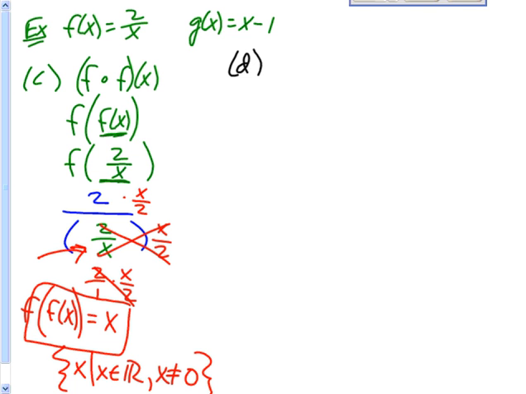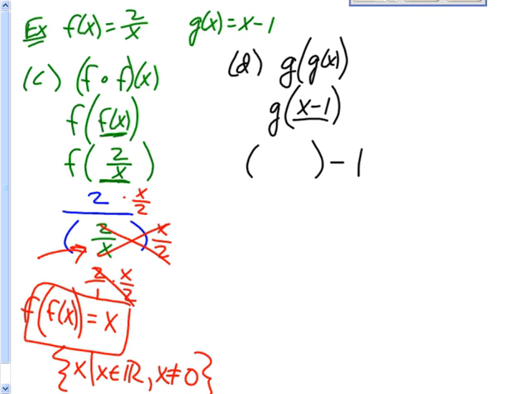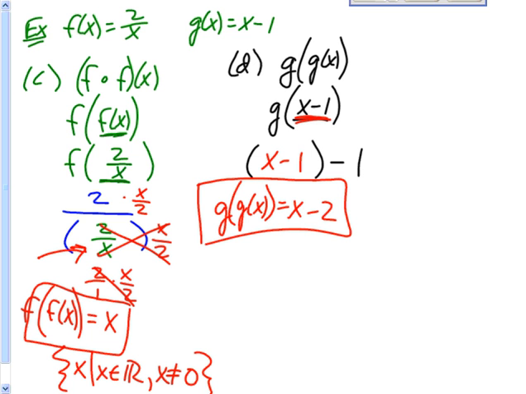One last one. How about g of g of x? So I say, well, g of x is x minus 1, and now I'm running the input x minus 1 into g. What is g? X minus 1. And what am I putting in there? I'm putting in x minus 1. So I got x minus 1 minus 1, or x minus 2. So there's g of g of x is x minus 2. I have no restrictions on this thing.